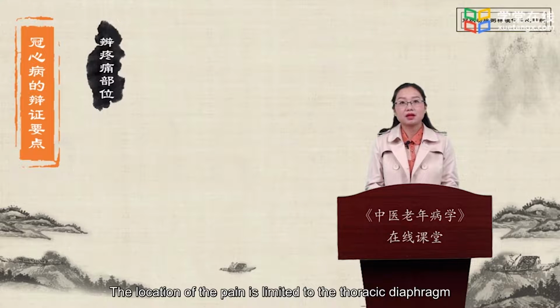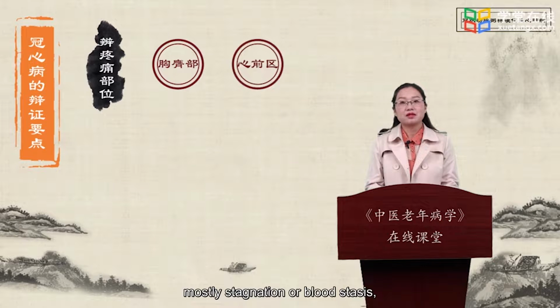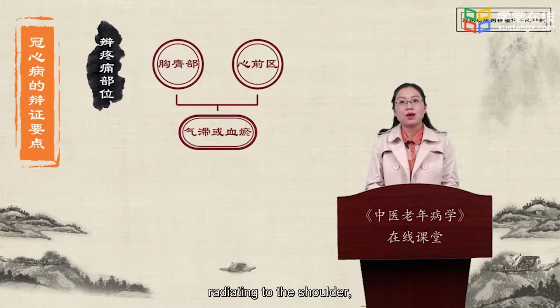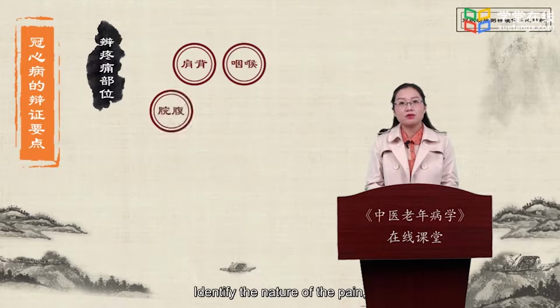The location of the pain is limited to the thoracic diaphragm, or mostly the precardiac area, mostly with qi stagnation or blood stasis, radiating to the shoulder, throat, abdominal cavity, and even the arms. Identify the nature of the pain.